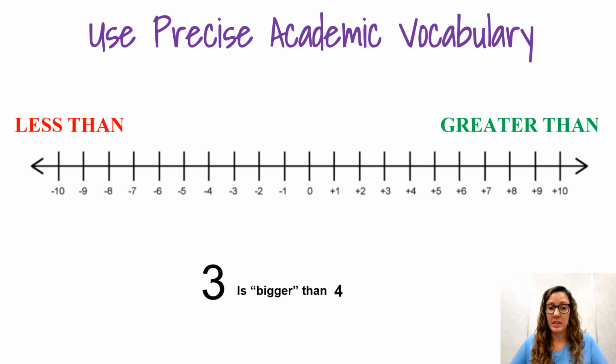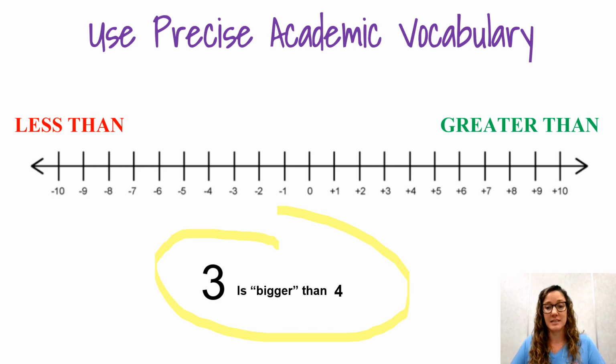A non-example, if we had 3 is bigger than 4. Well, 3 in this example here is bigger than 4 when it comes to size, but when we're talking about comparing their value, 3 is less than 4.